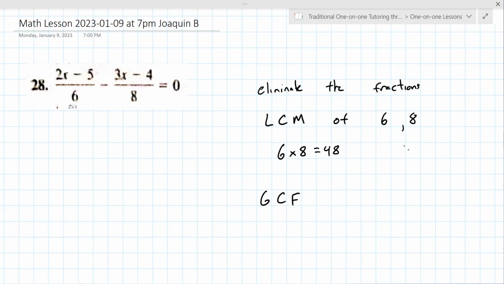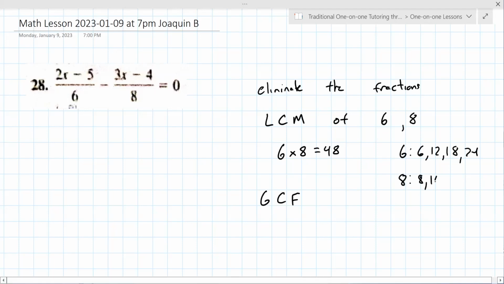So least common multiple is like this. You go out by 6 with 6, so you get 6, 12, 18, 24. And with 8, you do the same thing, 8, 16, 24, and you look for the first number that is the same in both lists. That's the least common multiple. Now you've done this before, you just don't remember.